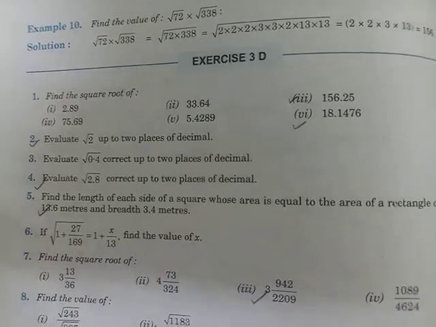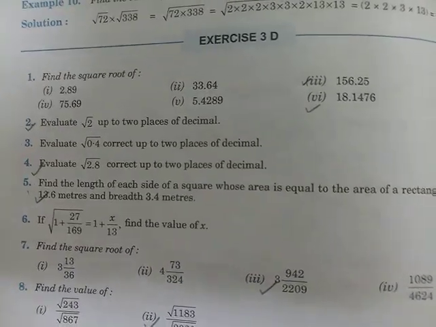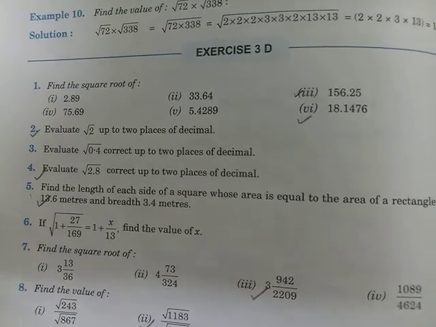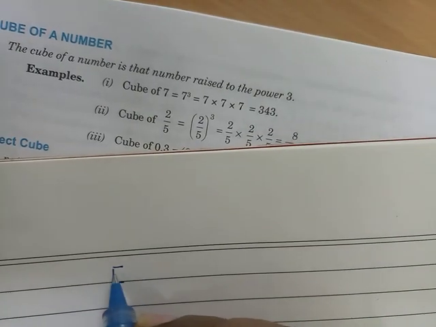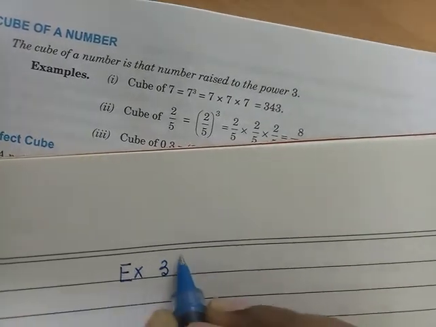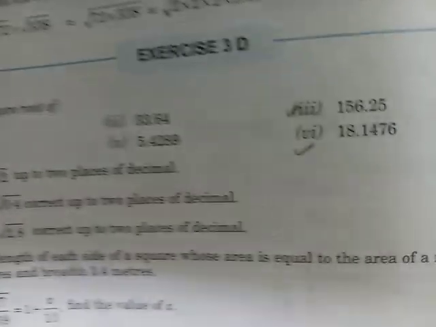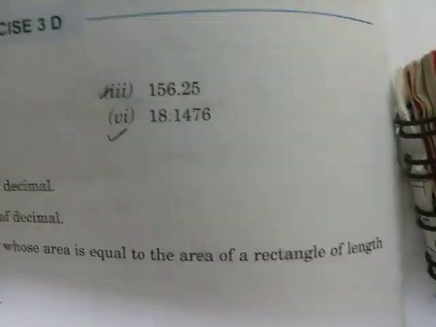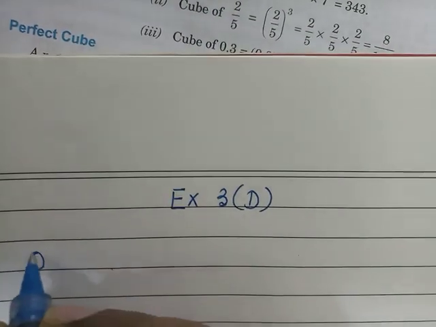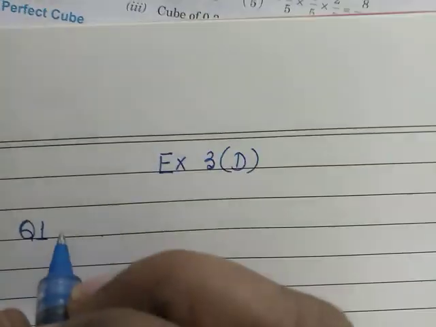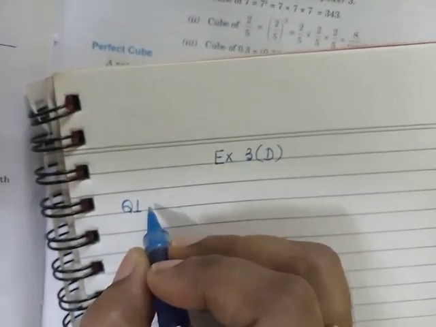So we start with exercise 3D. When we do the questions, that will give us a better understanding. Exercise 3D, we start with question number 1. What they are saying, find the square root of; see, we are given decimal numbers. So I am doing the third part for you of question number 1, and the sixth part. How to find out the square root of a decimal number. Question number 1, it is the third part.